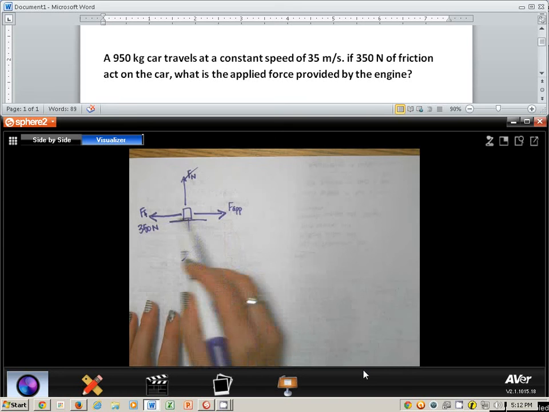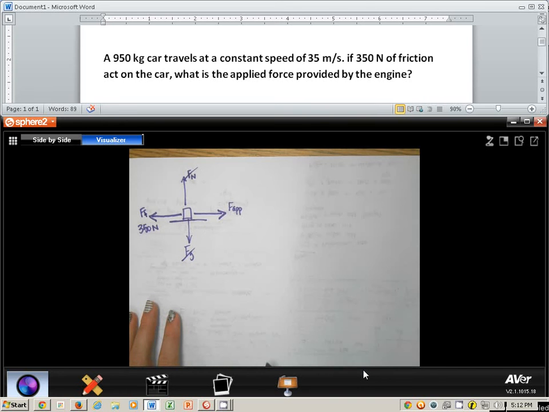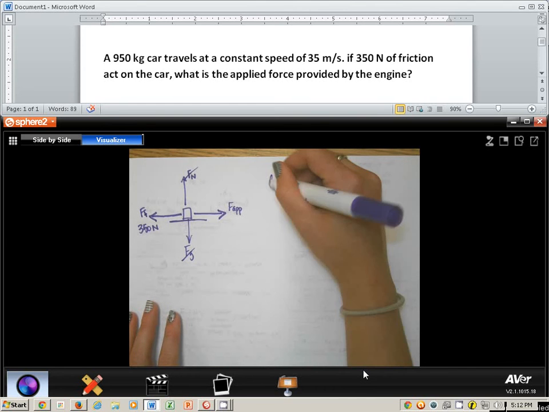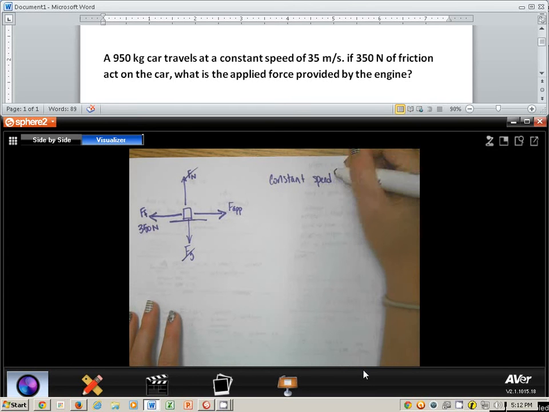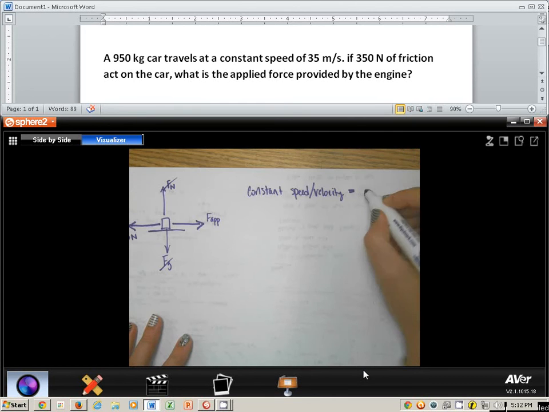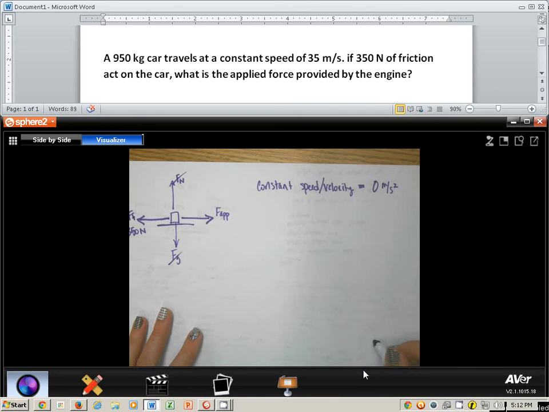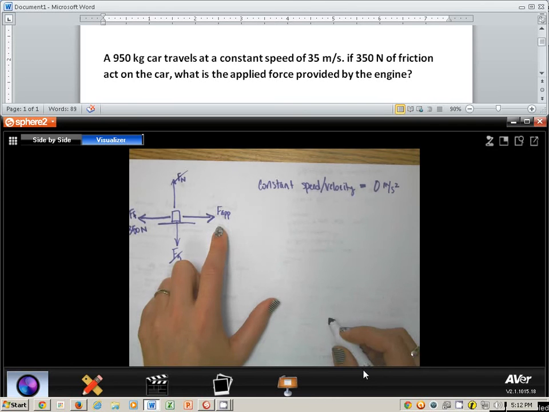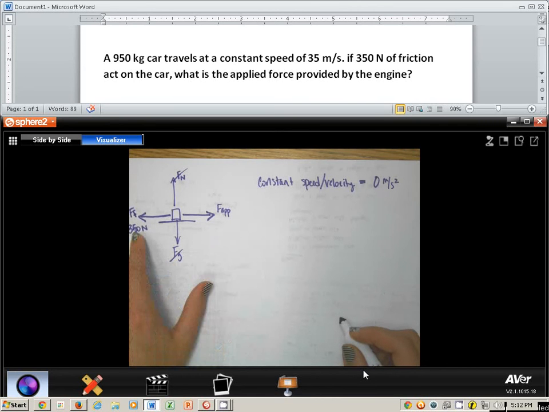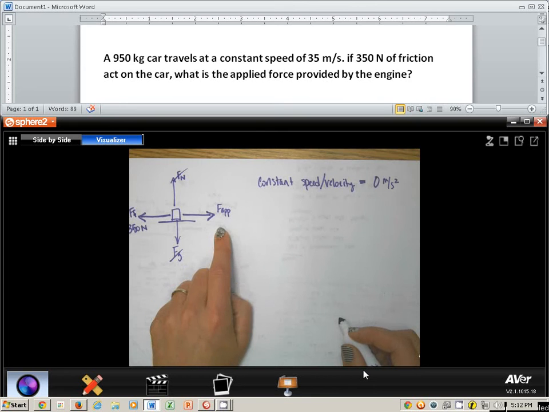Okay, when it tells me constant speed, one of the most important things here is that constant speed or constant velocity, in my mind, always needs to equal 0 meters per second squared for acceleration. That means my car is not accelerating. 0 acceleration does not equal no movement. What it also means to me is that the applied force has to be equal to the frictional force. If the applied force was greater, then it would be accelerating. It would have a net force.